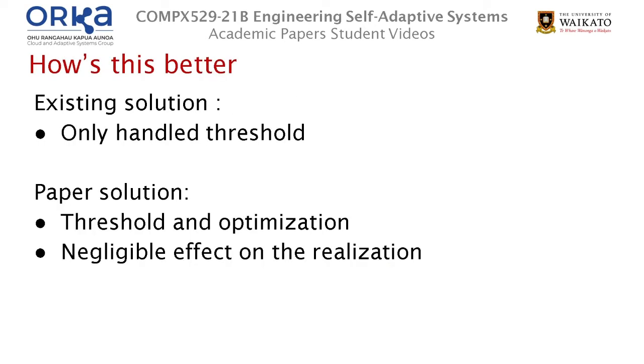And what is the difference between the solutions? The existing solutions that are used to reduce adaptation space, including classification, regression, decision trees, and online learning, only handle threshold goals, while practical systems often need to address also more optimization goals. And the results show that for both threshold goals and optimization goals the solution is effective, with a negligible effect on the realization of the adaptation goals.